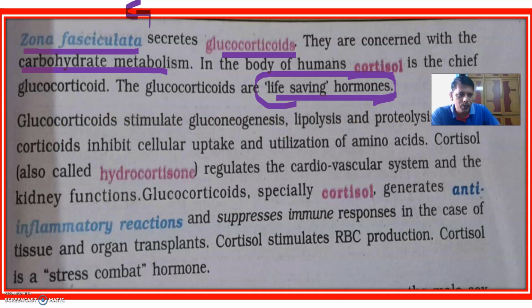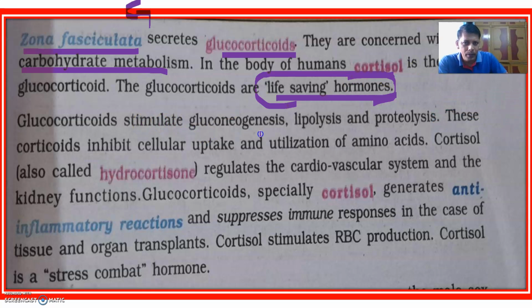Glucocorticoids stimulate gluconeogenesis, lipolysis, and proteolysis. What is meant by gluconeogenesis? Neo means new. Formation of glucose from new substances, that means non-carbohydrates like proteins and lipids. If glucose is formed from proteins and lipids, that is called gluconeogenesis. Glucocorticoids are also involved in lipolysis. What is meant by lysis? Lysis means breakdown of lipids. They are also involved in proteolysis, the breakdown of proteins.